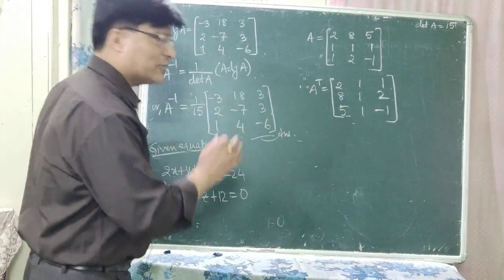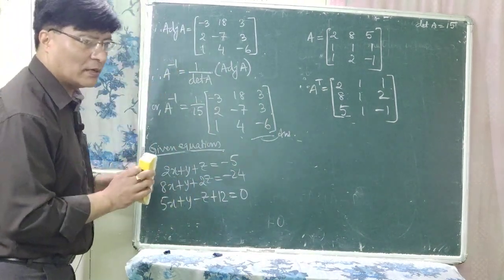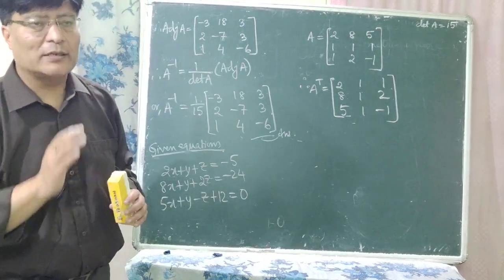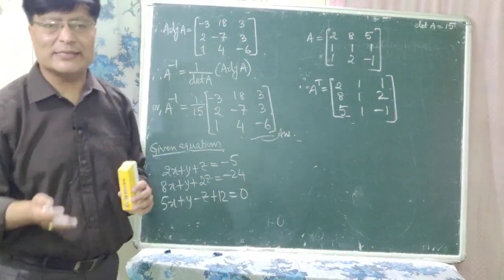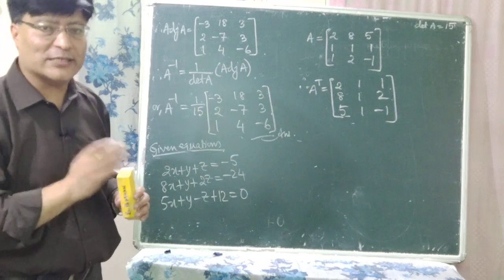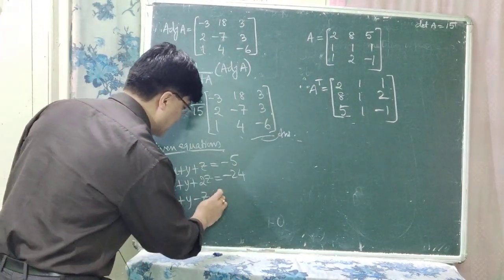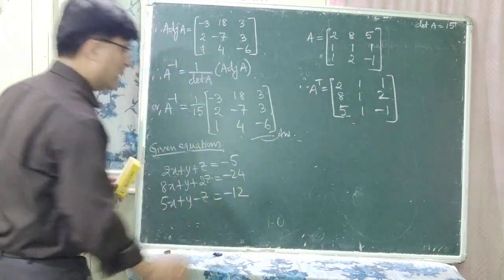Okay. But I told you that from the given system of equations, you have to take all the constant terms to the right hand side always in order to solve this equation, isn't it? That is, plus 12 is taken to the right hand side, which is equal to minus 12.